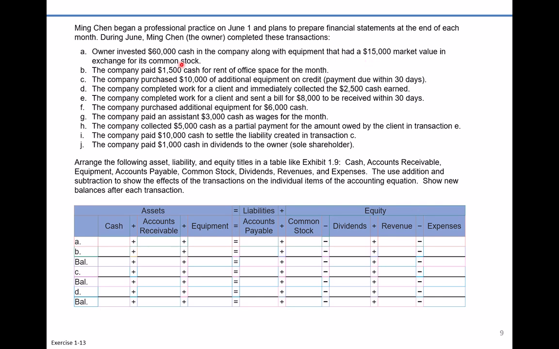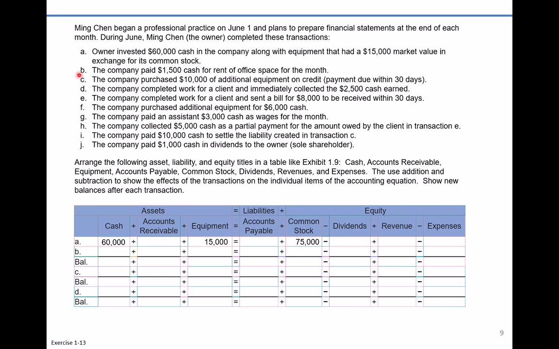And what did the company issue to the owner, the investor, as a result of this contribution of $60,000 of cash and $15,000 of equipment? They issued common stock. That's called contributed capital. So they have on record that the owner contributed capital to the company of $60,000 plus $15,000, or altogether common stock increased by $75,000. So that's how we record the first transaction. Cash went up by $60,000, equipment went up by $15,000, and contributed capital, aka common stock, increased by $75,000.